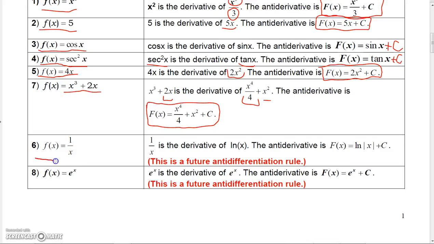Now you're going to see some differentiation rules later, but I'm going to go ahead and just give you a sneak preview.